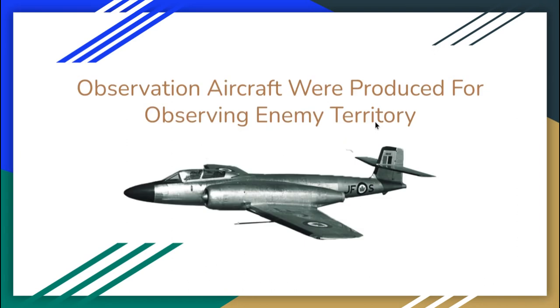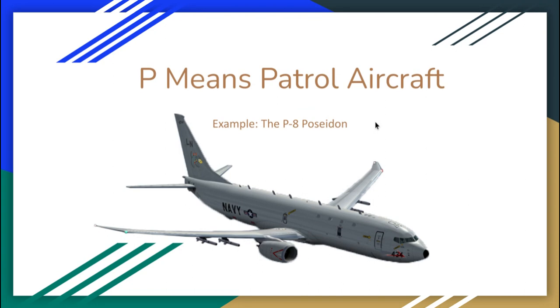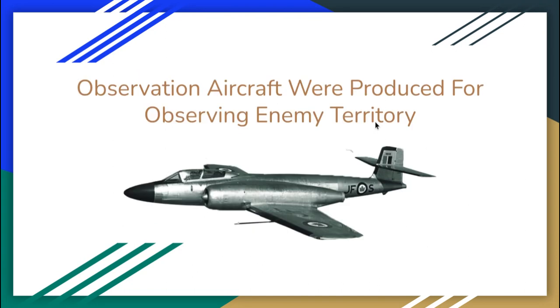O means observation aircraft, and my example is the O-2 Hawkeye. Observation aircraft were produced for observing enemy territory. And basically, they'll just look at enemy territory and radio back.